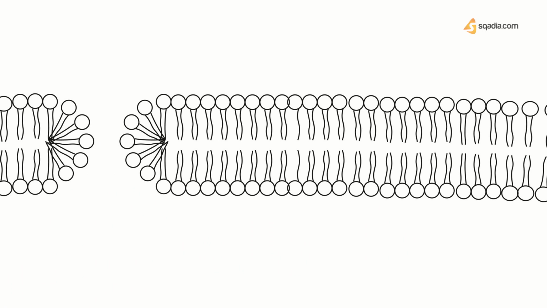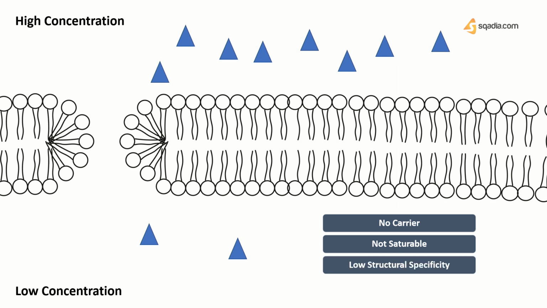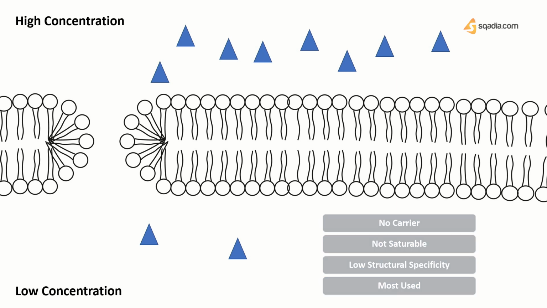Coming to passive diffusion, the driving force for passive absorption of a drug is the concentration gradient across a membrane separating two body compartments. In other words, the drug moves from a region of higher concentration to a region of lower concentration. Passive diffusion doesn't involve a carrier, is not saturable, and shows a low structural specificity. Most drugs are absorbed by this mechanism.